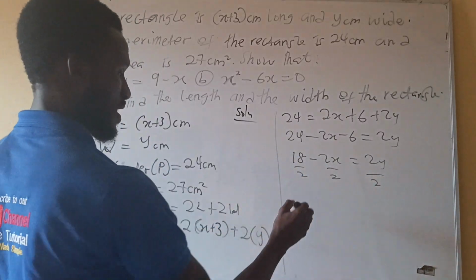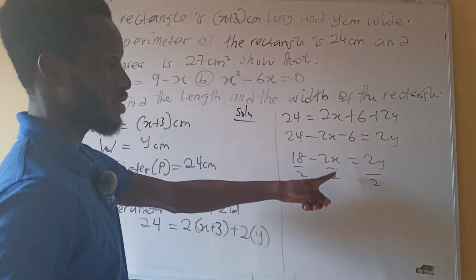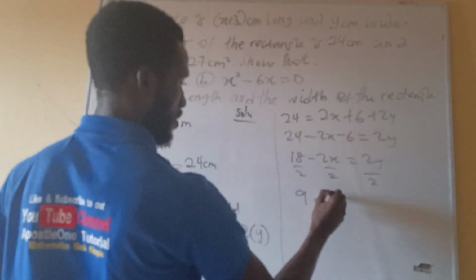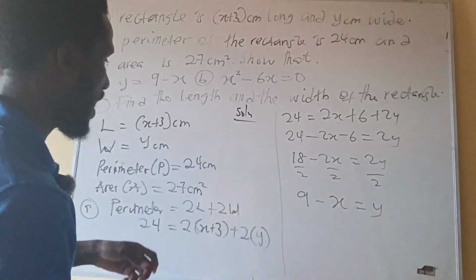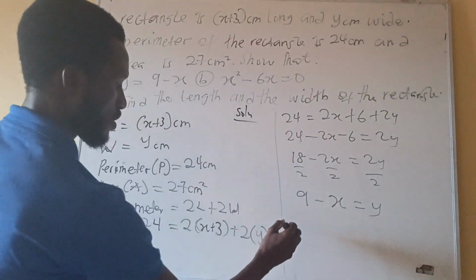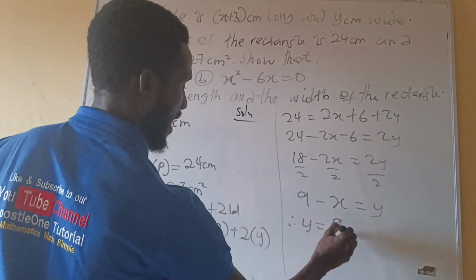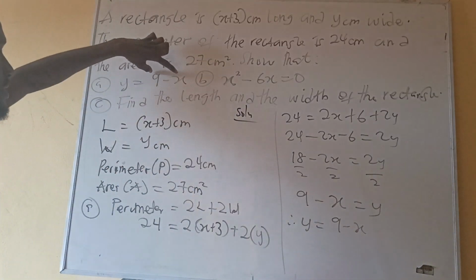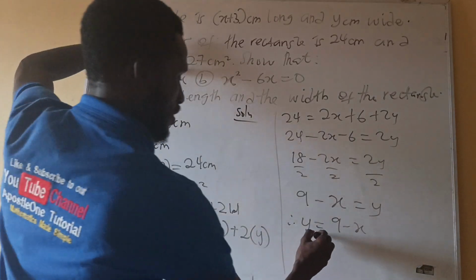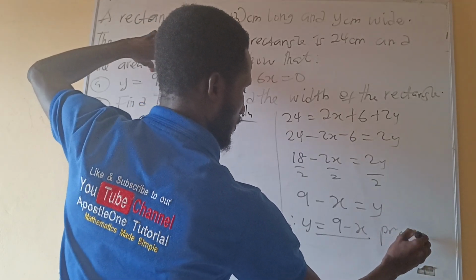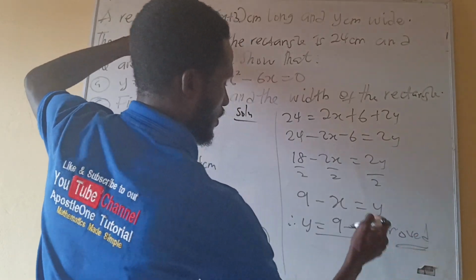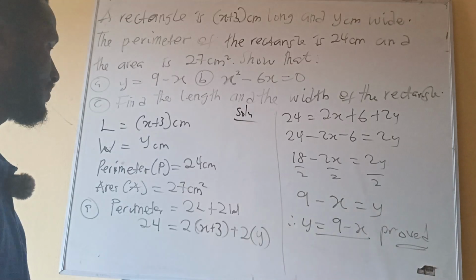Now 2 going into 18 is 9. 2 going into 2x, x is equal to y. Now what are we getting here? We are getting y is equal to what? We are getting y is equal to 9 minus x, which is the same as this one. So, hence proved. Now we are done proving the first one.